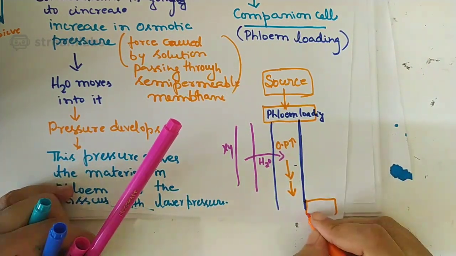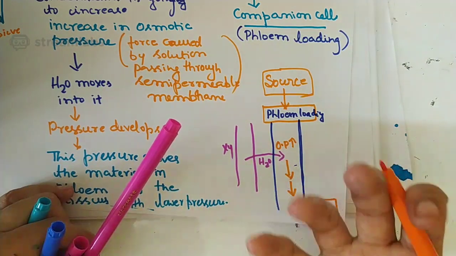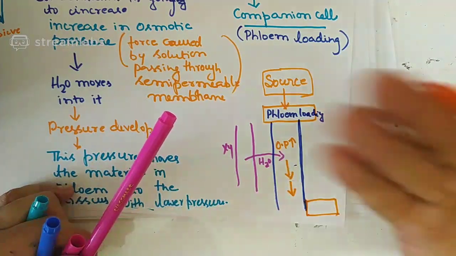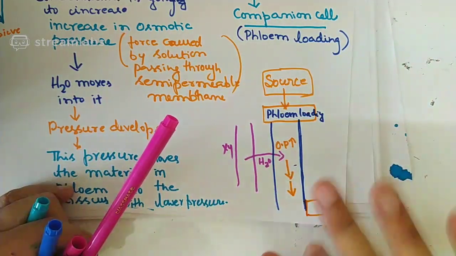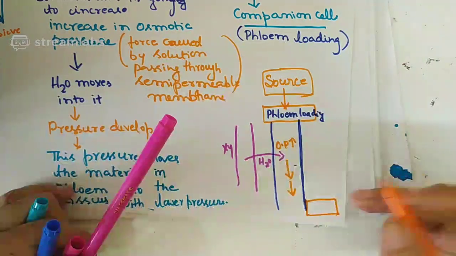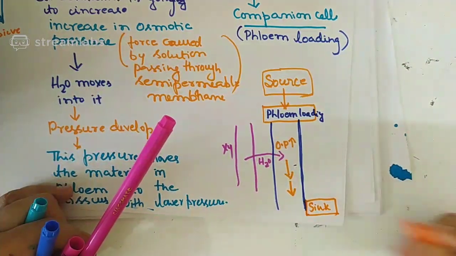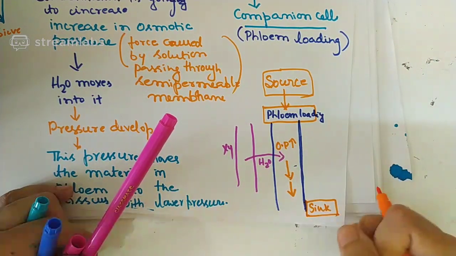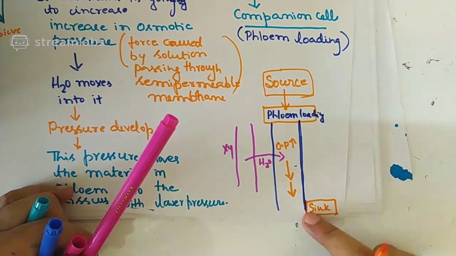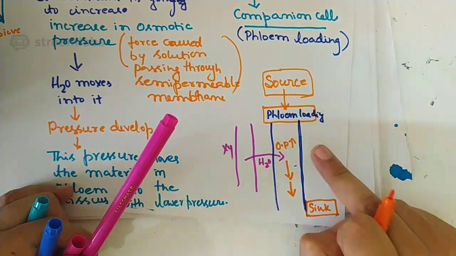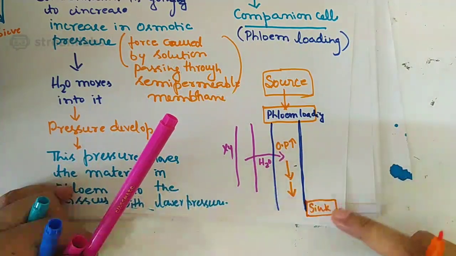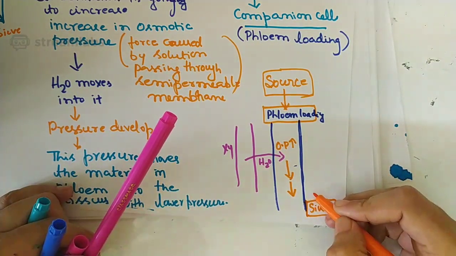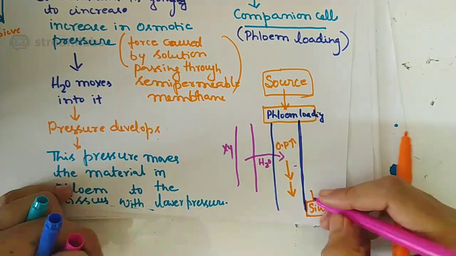For example, a root is a sink where it has to take up the food. Source is the one which is going to prepare the food, and sink is the one which is going to receive the food. So imagine this is a sink here. Source, synthesis takes place here. Sink, which is going to receive. So here the pressure is less, here the pressure is more. The food is going to move from here to here. That is, here deloading will take place.